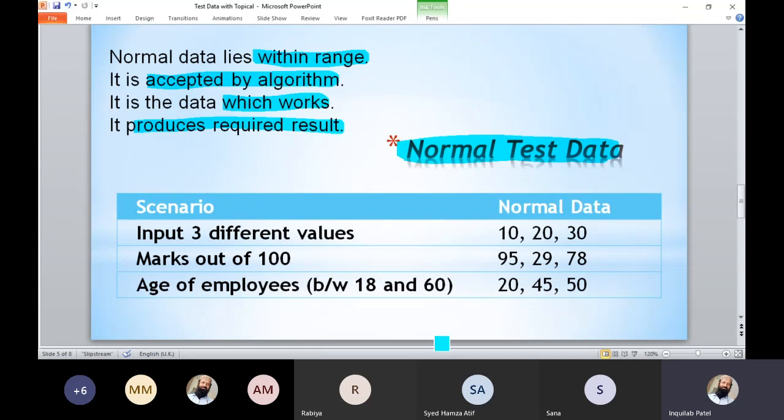Suppose we have three examples and we are asked to give test data. Our situation is that we input three different values. If we are asked to input three different values, the test data will be 10, 20, 30, right? We are asked to input marks out of 100. So 95, 29 and 78 will be considered as normal data.